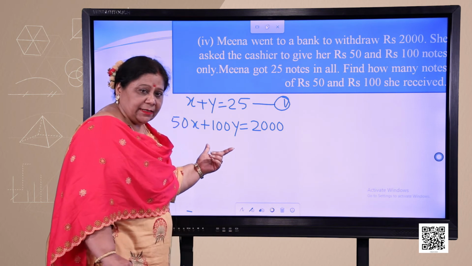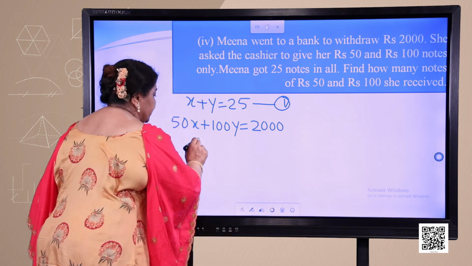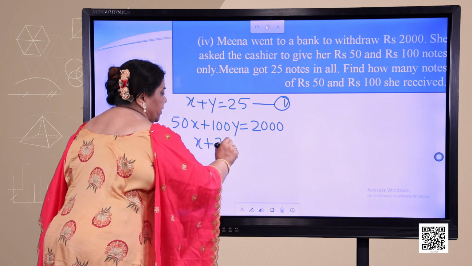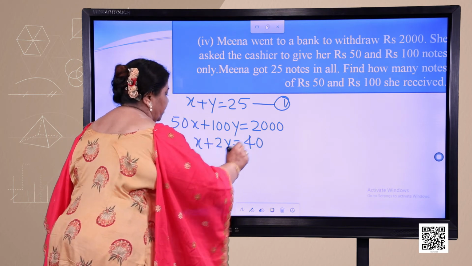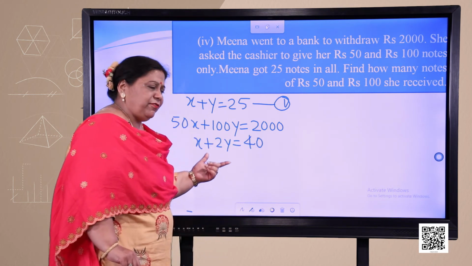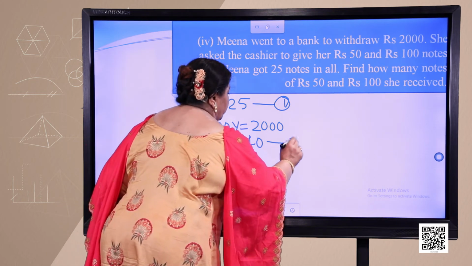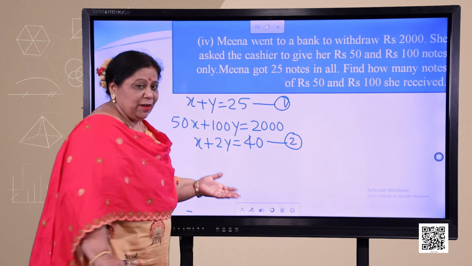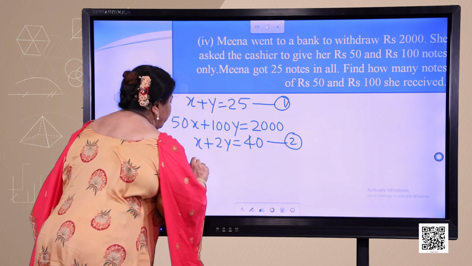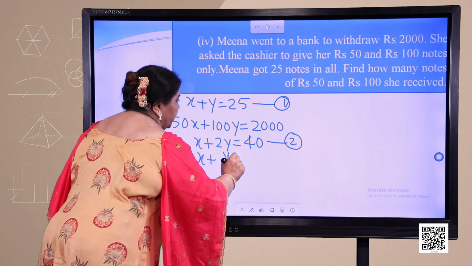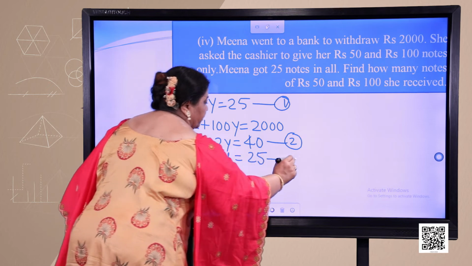This equation I think I can simplify. 50 is common factor. So, it becomes x plus 2y is equal to 40. What I have done? I have divided by 50. So, my two equations are ready to be solved by elimination method. Let me write down x plus y is equal to 25.